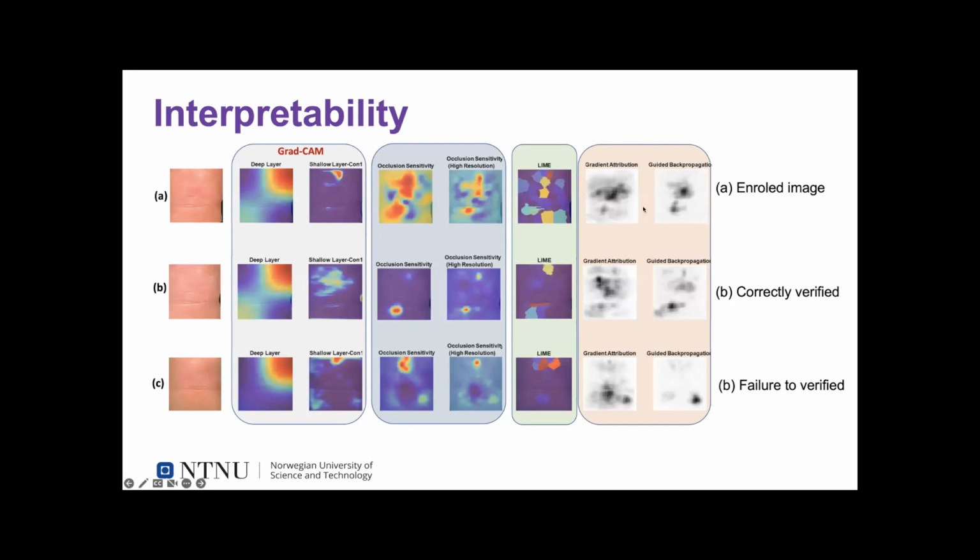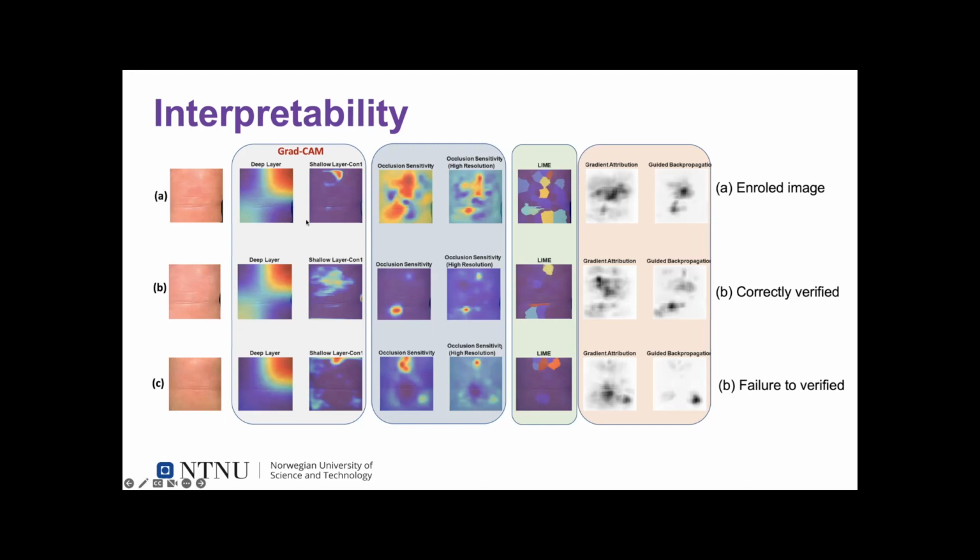So figure A, the top row here, corresponds to the enrolled image, figure B corresponds to the correctly verified image, and figure C corresponds to the failure to verify image. So we set the threshold at FAR equal to 0.1% to perform the verification, and then these results are presented with that particular threshold.